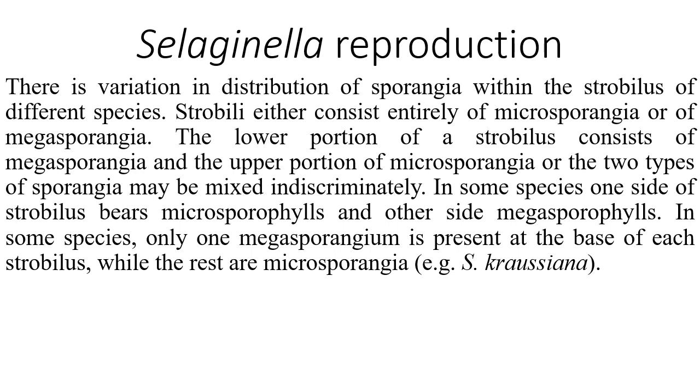There is variation in the distribution of sporangia as we have seen in the previous slide, where within the strobilus either one side is with microspores and another side is with megaspores. Another possibility is that the upper part will be representing microspores, whereas the lower part is representing megaspores. So variations can be seen.